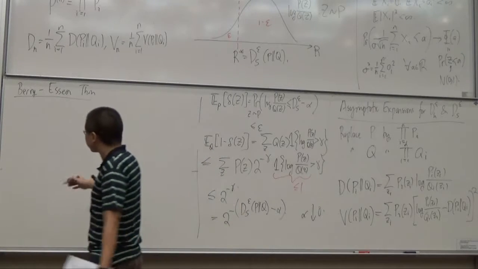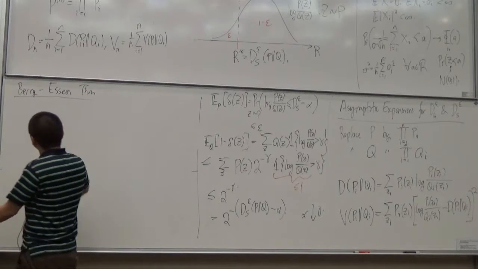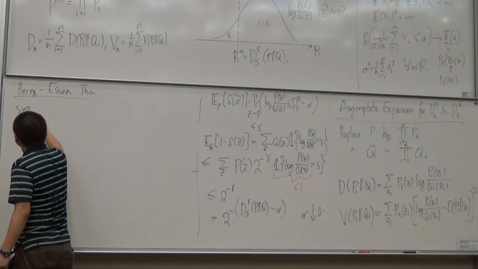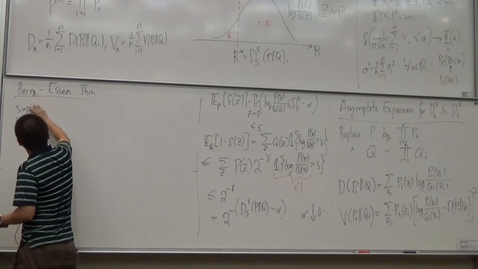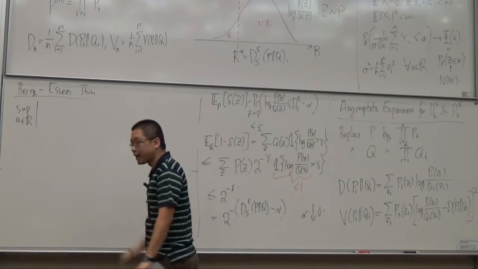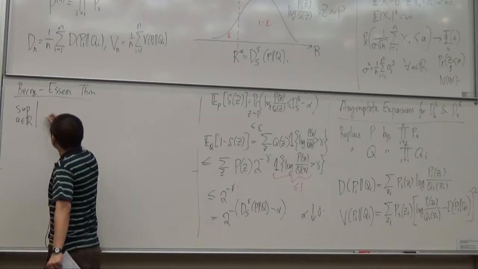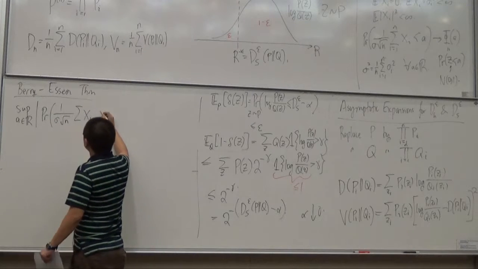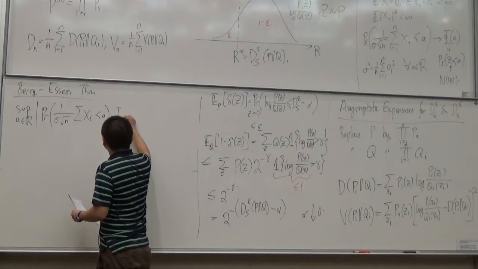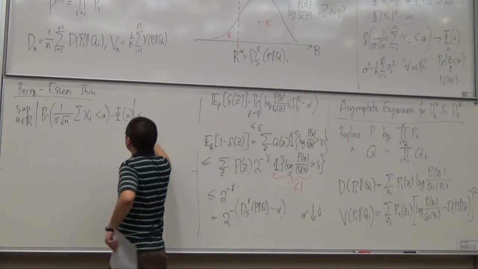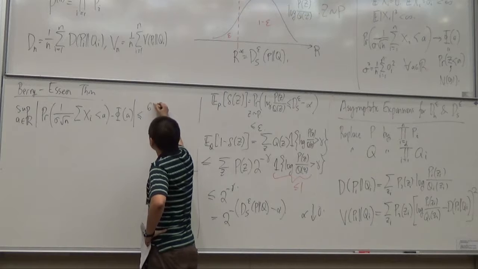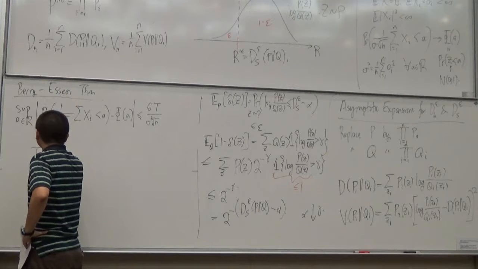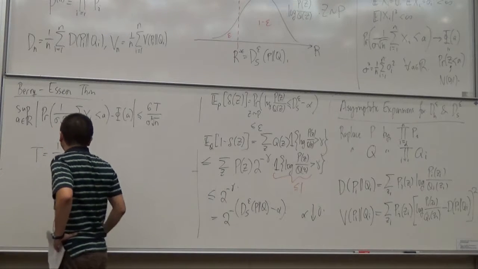Okay. So assume the same conditions as above. What we have then is a uniform version of the central limit theorem. Supremum over all possible points of evaluation a of the probability that 1 over sigma root n sum of Xi is less than a, minus the Gaussian version, is less than, let's say, 6T divided by root n sigma cubed. Here T is equal to the sum of the third moments.